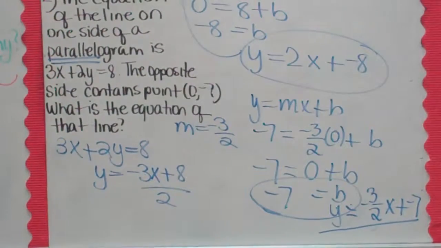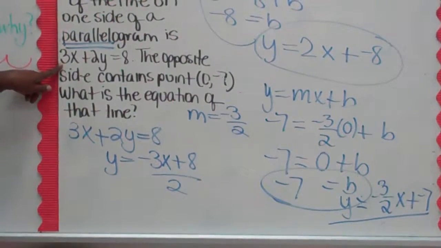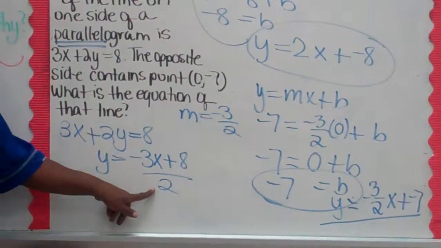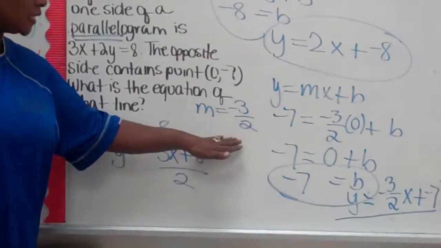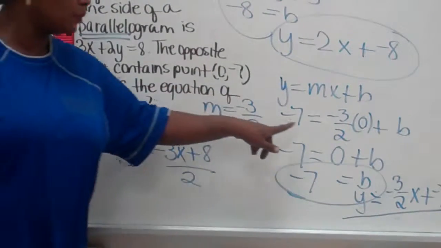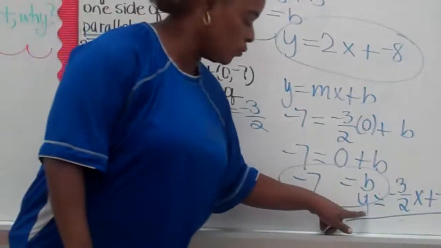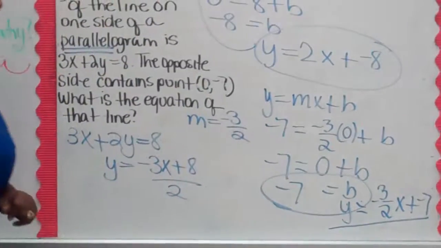So let me go back because it looks a little messy. I want you to be clear on what we're doing. We're taking the equation that they give me, solving for y, and getting its slope. Since this is parallel, the slope of the new line is the same, -3/2. I take the slope and the point, plug it into y equals mx plus b, solve for b, and then rewrite this as y equals the slope x plus b to get my answer.